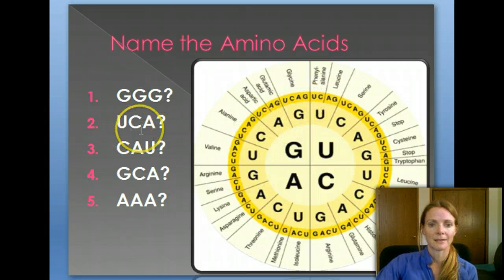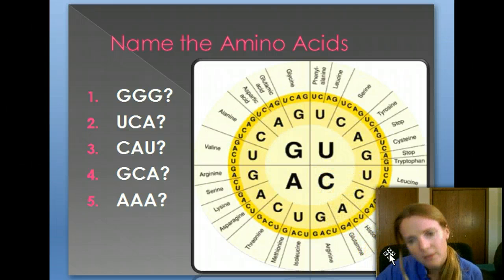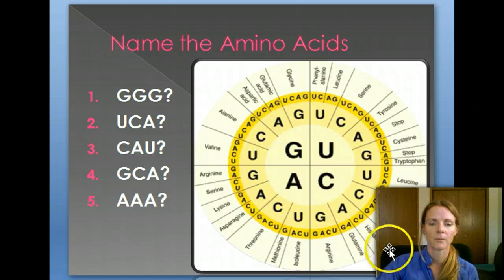How about UAC? Okay, I'll give you just a second to look that over. Okay, if you follow this U, and then the C, and the A, you get serine. Okay, CAU. So again, I just want you to practice this. You start from here, C, A, and then go down to U. And you have histidine. I can barely read that. Sorry, it's very small. So that is basically how you can see.